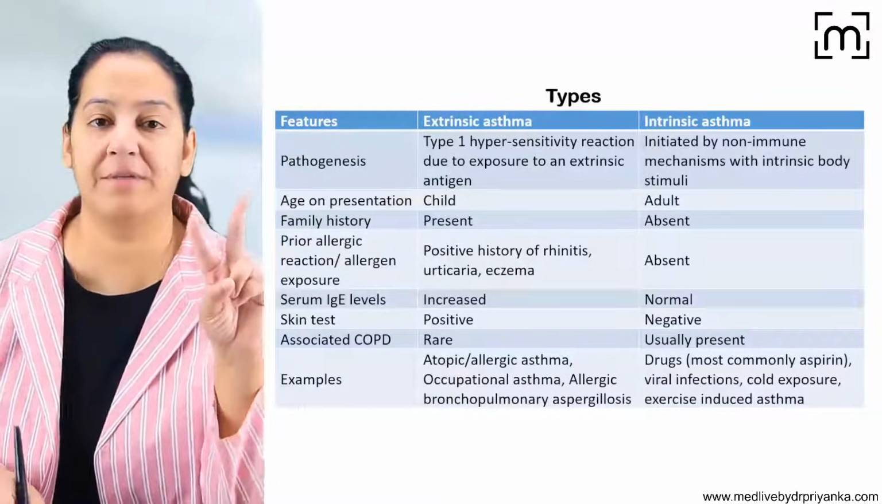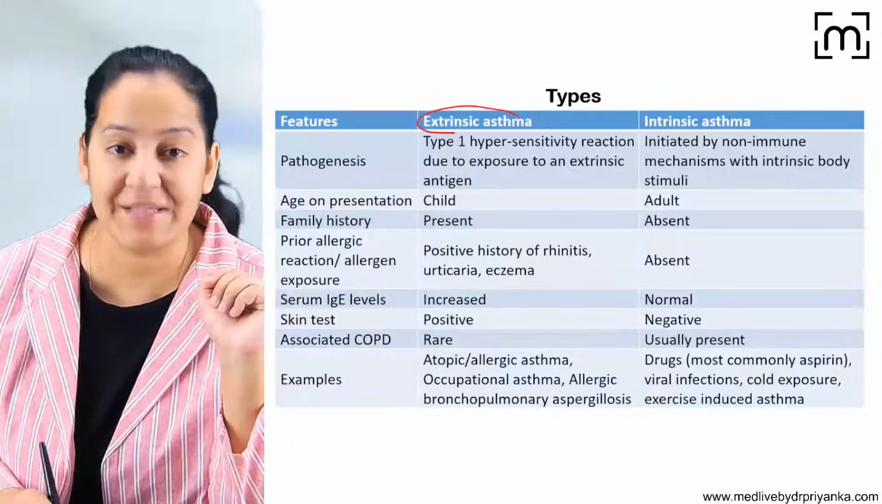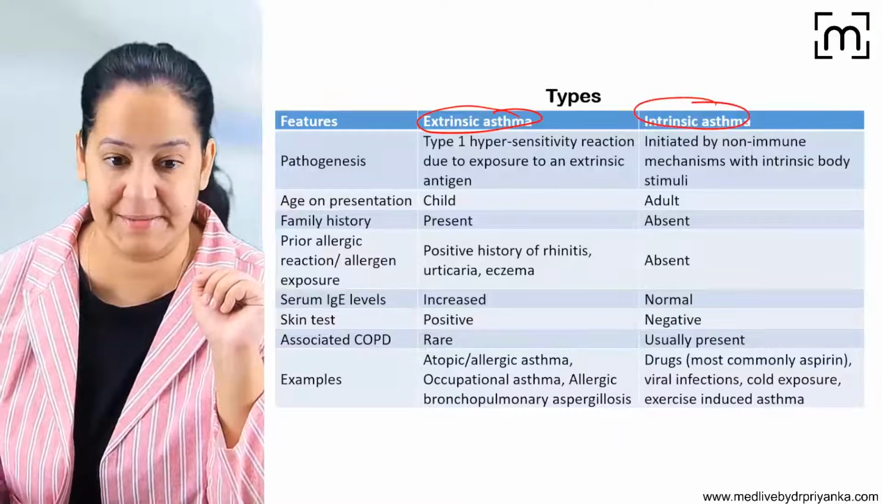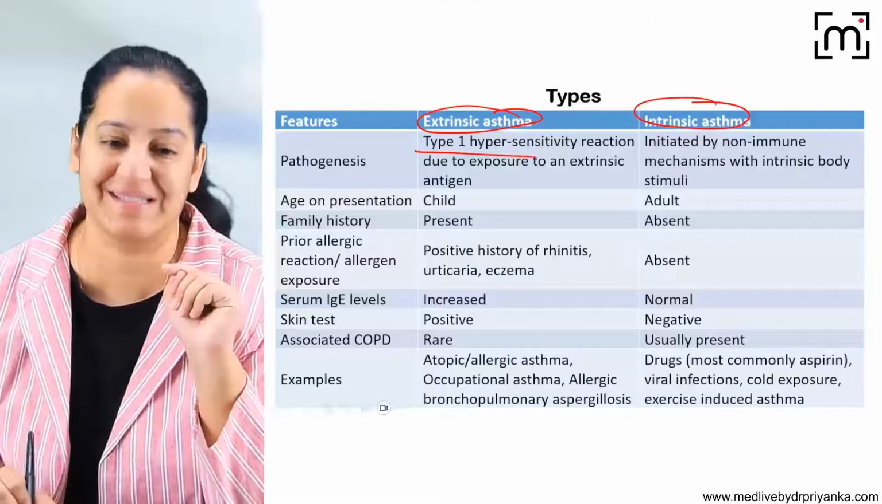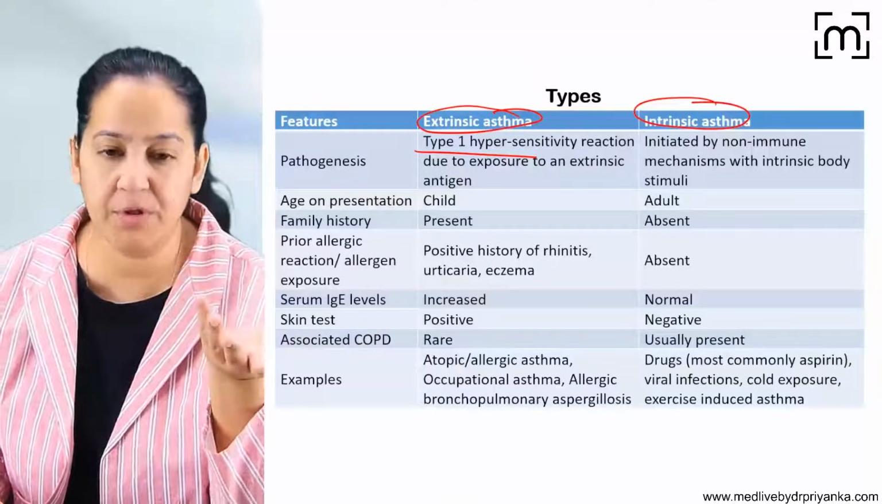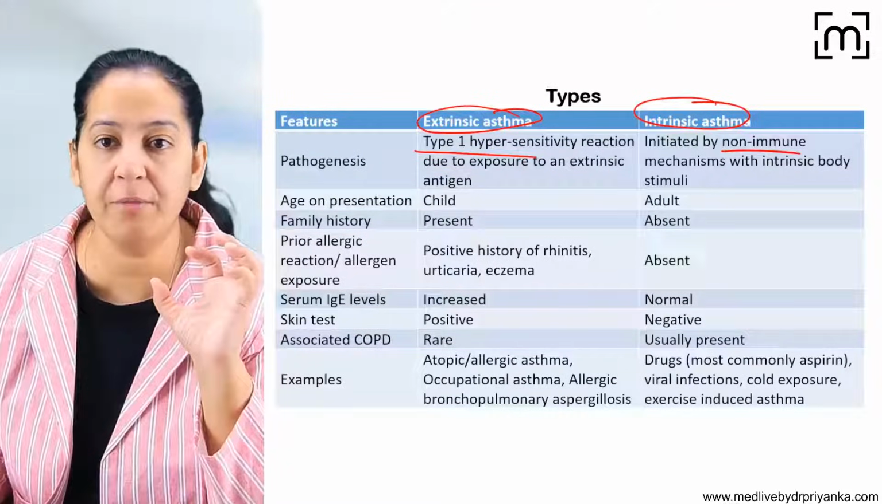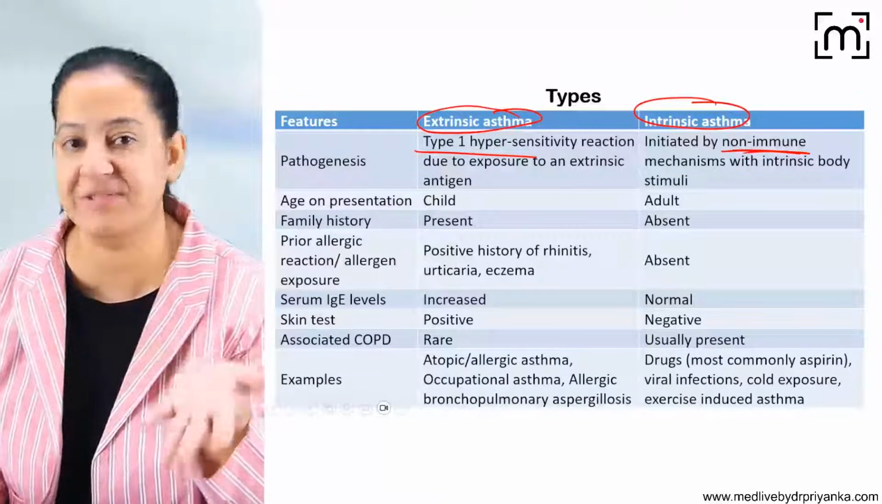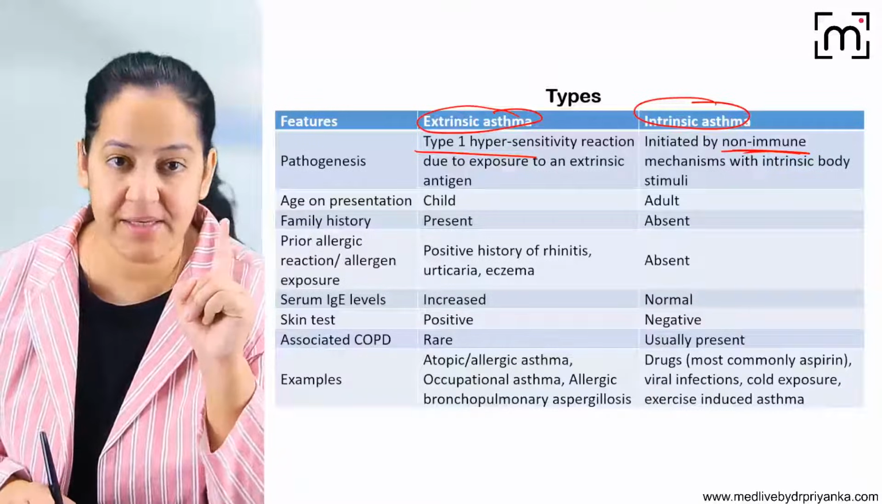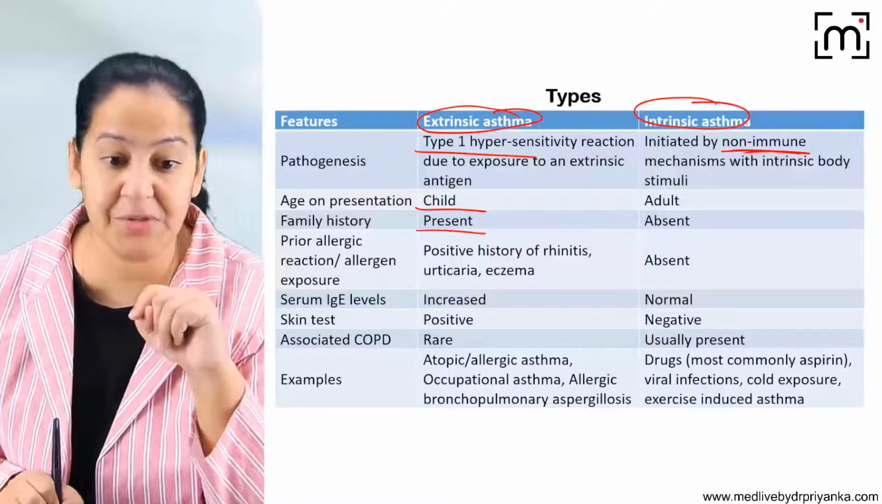Okay, now there are two types of asthma. What are the types of asthma? Extrinsic asthma and intrinsic asthma. Whatever mechanism I taught you, type 1 hypersensitivity, that holds good for extrinsic asthma. For intrinsic asthma, we don't know the mechanism. It is some non-immune mediated mechanism. So we don't know the exact mechanism for intrinsic asthma. But for extrinsic asthma, that is the mechanism. Extrinsic asthma occurs in children. Here family history is also present.